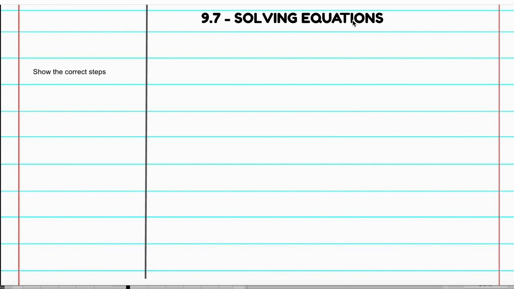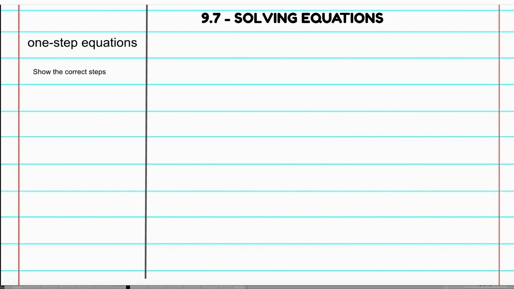Seven, solving equations. Draw your line down. Today, remember, you must show all of your steps. I know you might know the answers, but remember, we have to be able to show the answers. So we're going to start with one-step equations.